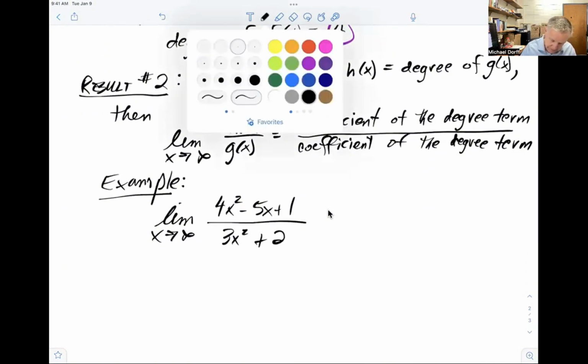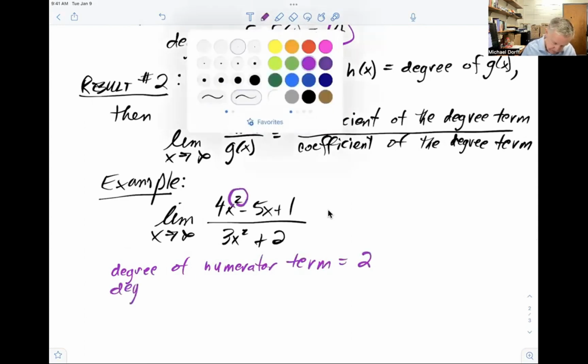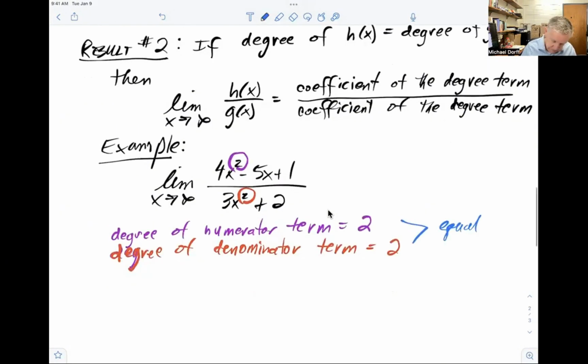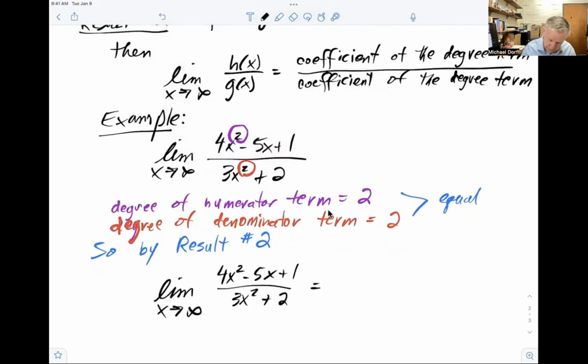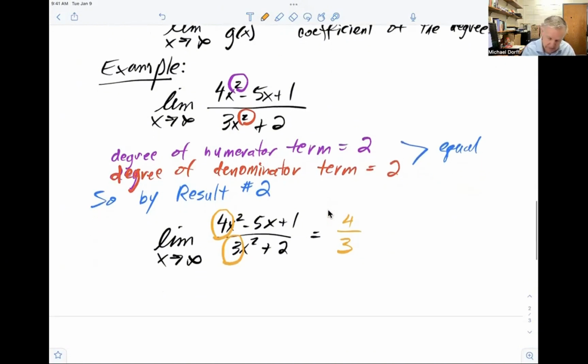So going back from what we just did, the degree of the numerator term equals 2, because of this 2 here. The degree of the denominator term equals 2 because of this 2 there. So these are equal to each other. So by result number 2, the limit of these equals 4 over 3, because that is the coefficient. 4 is the coefficient in front of the x squared term in the numerator, and 3 is the coefficient in front of the x squared term in the denominator.